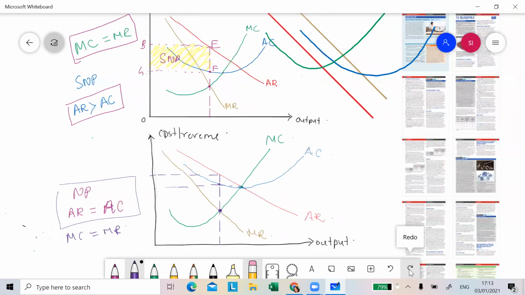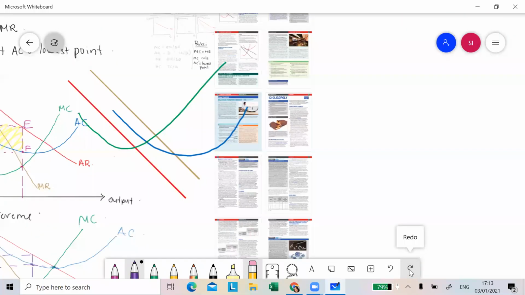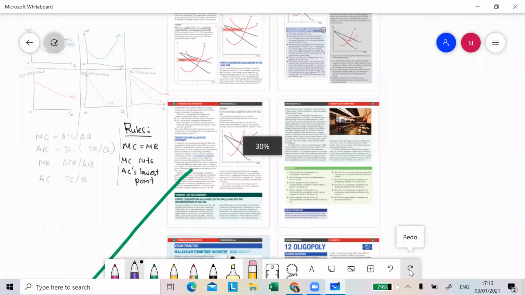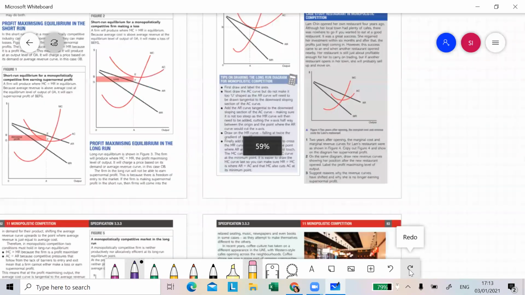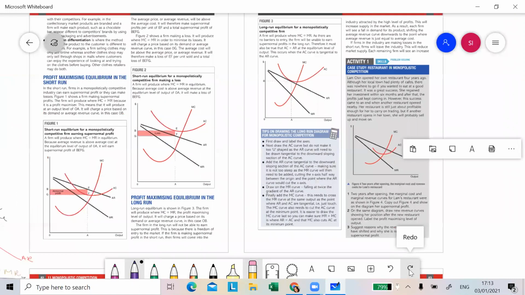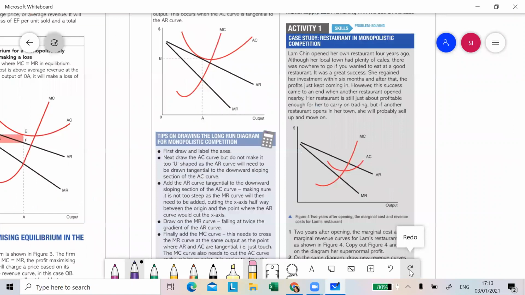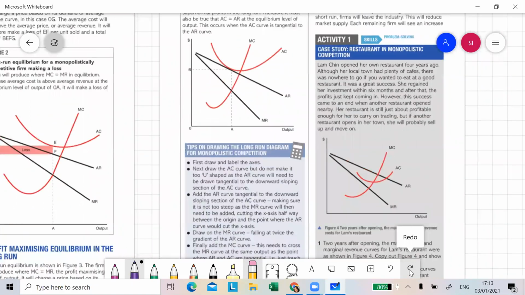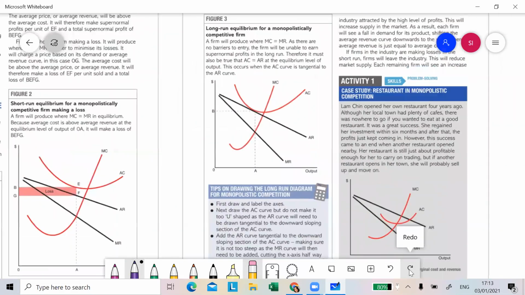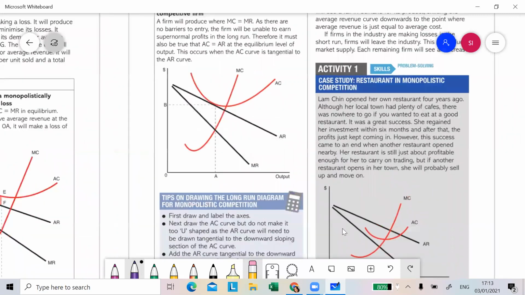Now let's see in your textbook how they had explained this concept. So you can see they have drawn this diagram over here, and you can observe here that they have drawn the MR curve, AR curve, marginal cost curve, and average cost curve. Did you start drawing the curve?